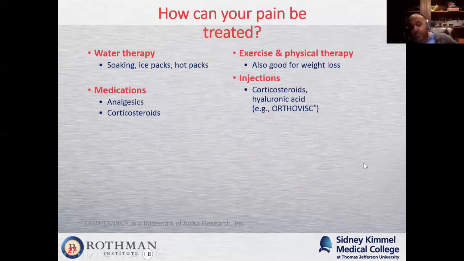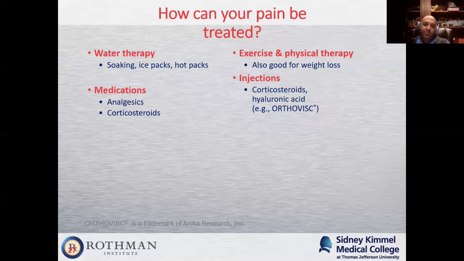Again, how can we treat? Principles are pretty much the same as the hip. There's water therapy like the pool, or ice or hot packs. There's medications, anti-inflammatories, steroids, and steroid injections. Exercise and physical therapy, believe it or not, are good for an arthritic joint and also good for weight loss. I think low impact exercise is better. So I recommend for my knee arthritis patients a swimming pool or an exercise bike.